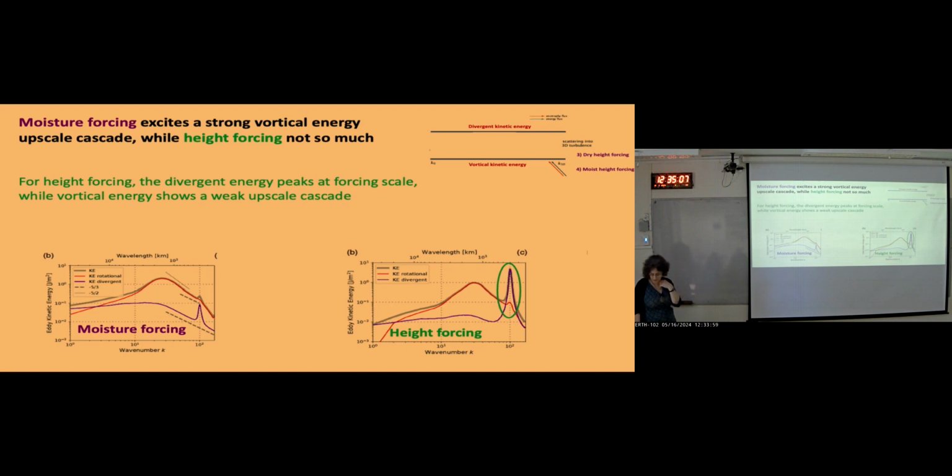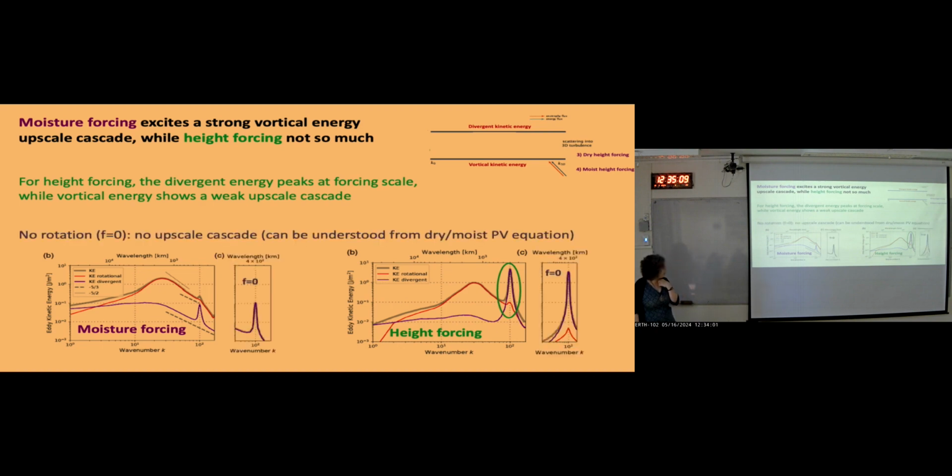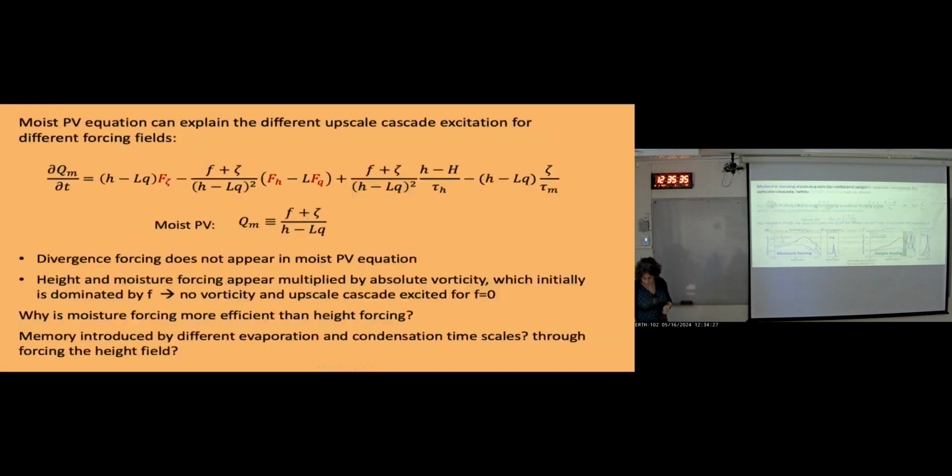Now, for these runs, if you shut off rotation, you get no excitation of an upscale cascade. I just put here the forcing scales for your runs. So the runs you did are dry height forcing at this scale. They're not exactly comparable, but you also get an upscale cascade of sorts. Okay.